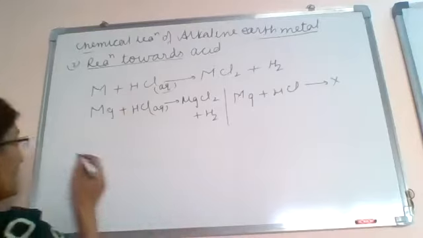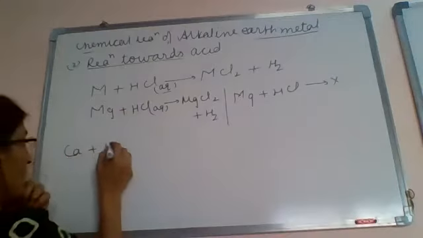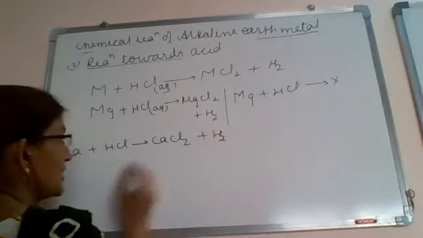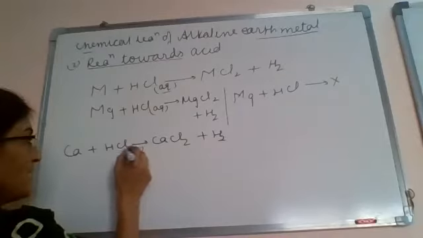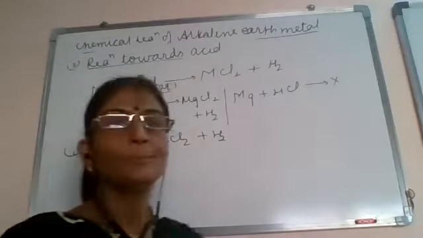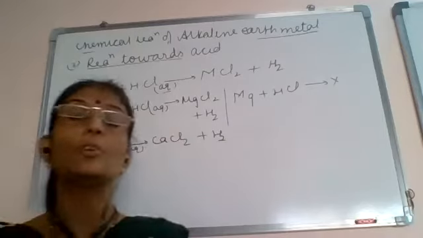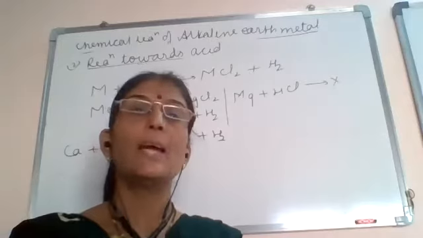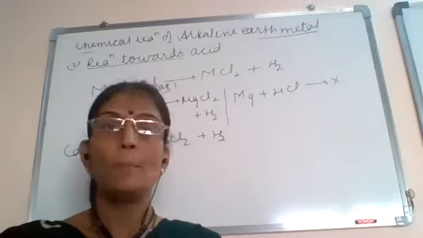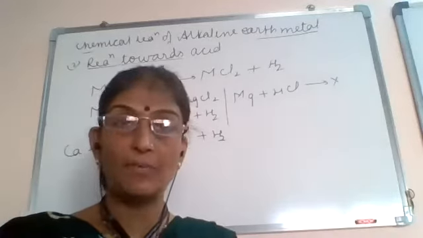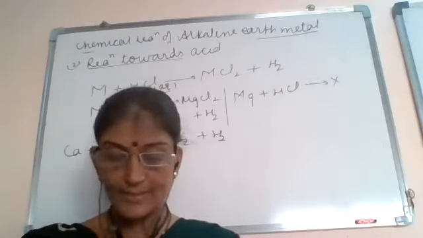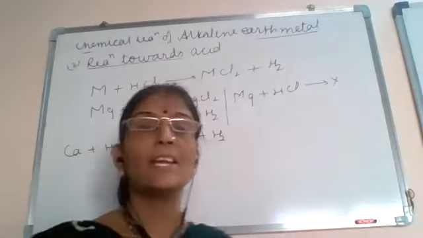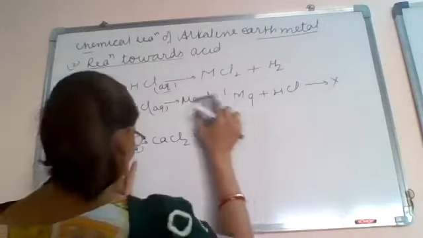Similarly, we can add calcium metal. Calcium combines with HCl to give calcium chloride plus hydrogen gas. Aqueous we have to take. Dilute HCl we have to use. Instead of HCl, we can also use H2SO4. So these metals, when combined with acids, they form metal halides या metal sulfates and hydrogen gas is released. Okay. Next, reducing nature.